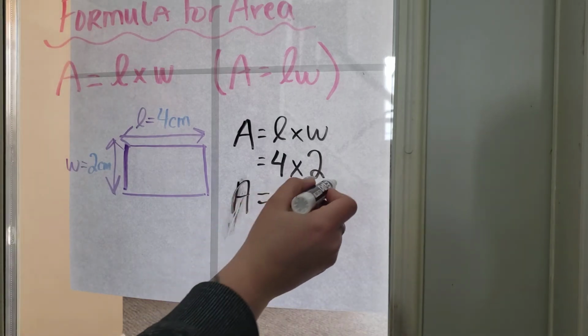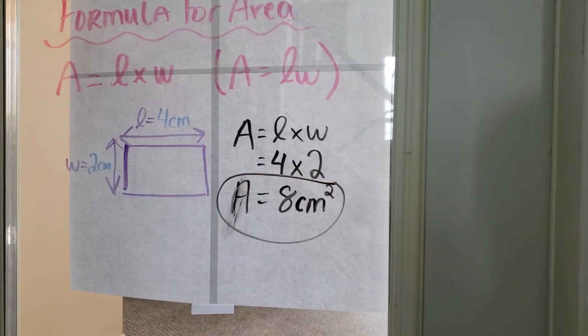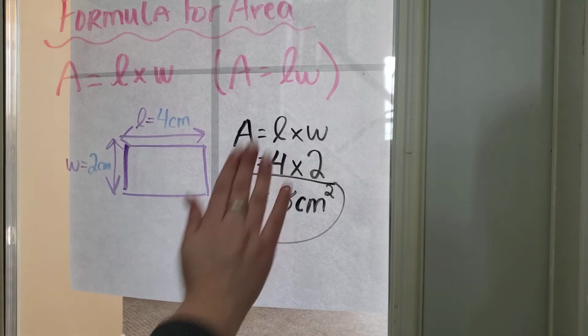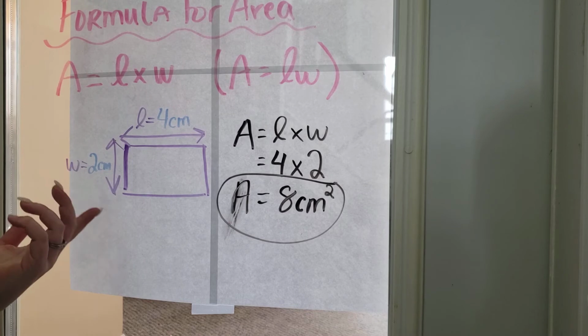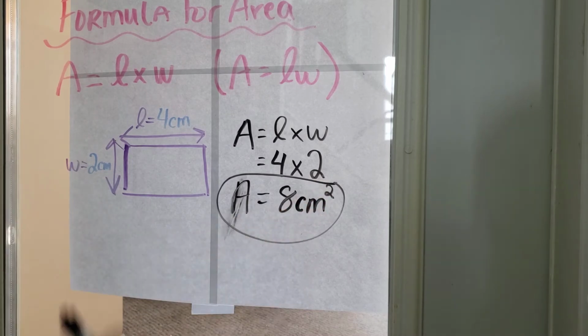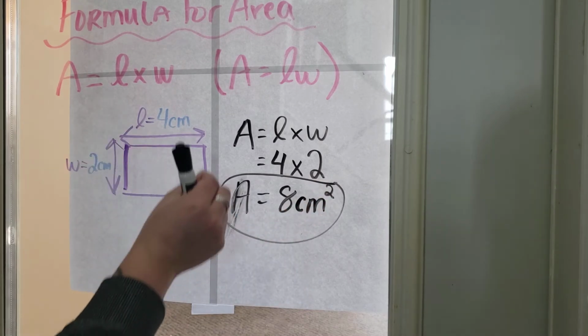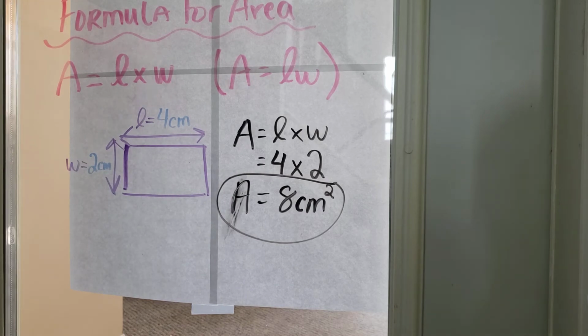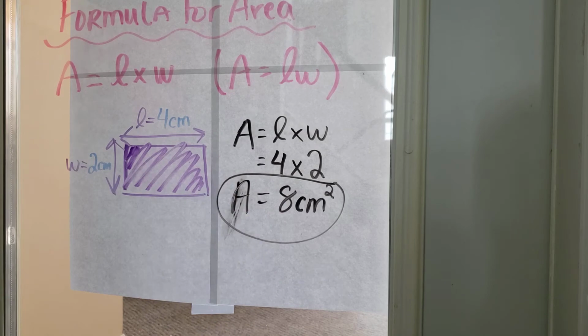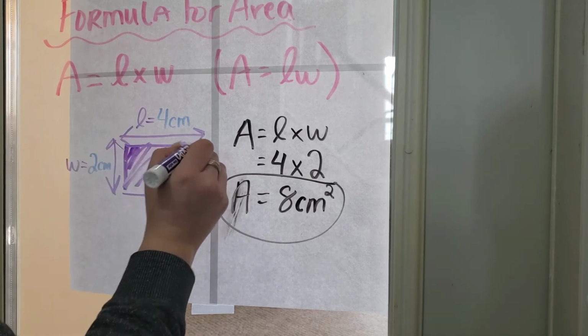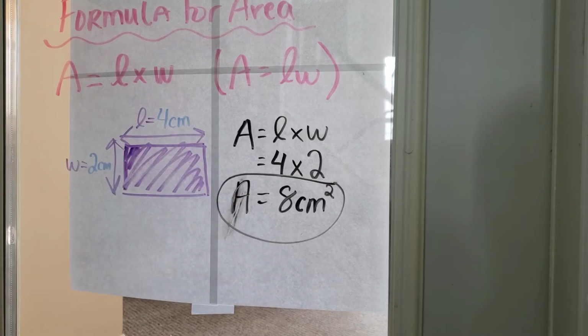8 centimeters squared. So if someone asked you, here's your information, what is the area? You would say the area is 8 centimeters squared. Because it's not just one side, it's how much area this entire rectangle covers. So all of that is 8 centimeters squared because it is square.